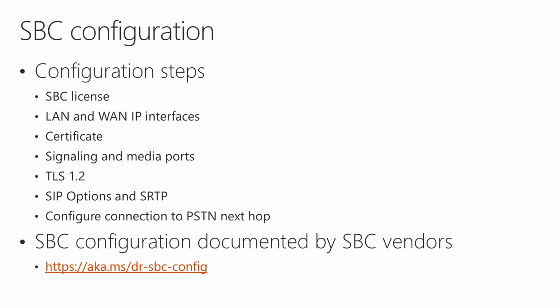SIP options and SRTP need to be configured. You need to configure the connection to the PSTN next hop. We will not go into detail because all of these steps depend on which vendor you're using for the SBC, but you can find here on the slide a link to the SBC vendor configuration. They provide detailed step-by-step documentation on how you can configure the SBCs.